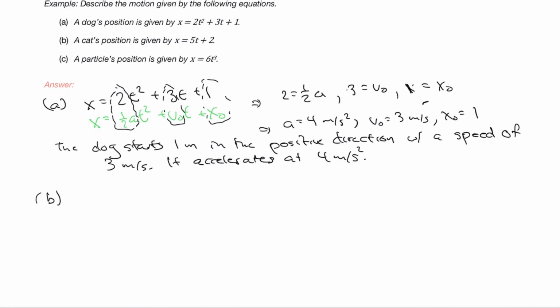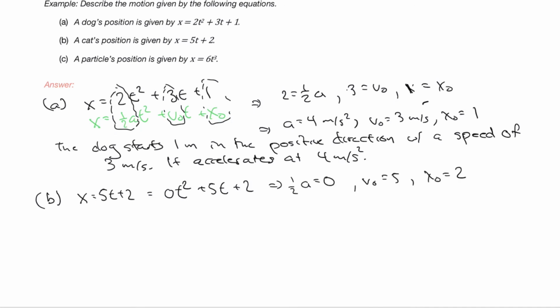In part B, we're given a similar problem to solve, but this one doesn't have a t squared term. Now that's not really a problem at all, because what it just means is that our t squared term has a coefficient of 0. So if we write that down, we can solve for our acceleration, initial velocity, and initial position. And as you can see here, this gives that our acceleration is 0, our initial velocity is 5, and our initial position is 2.